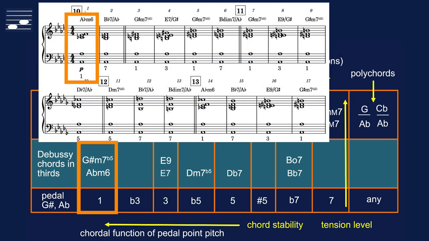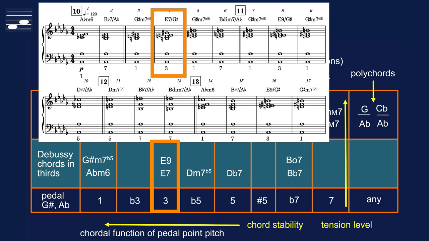Listen to these 8 chords, starting with the 2 types with the pedal point pitch as the root. The first is A-flat minor 6. The enharmonically equivalent root is G-sharp, and Debussy uses the half diminished chord, the G-sharp minor 7th with flat 5.